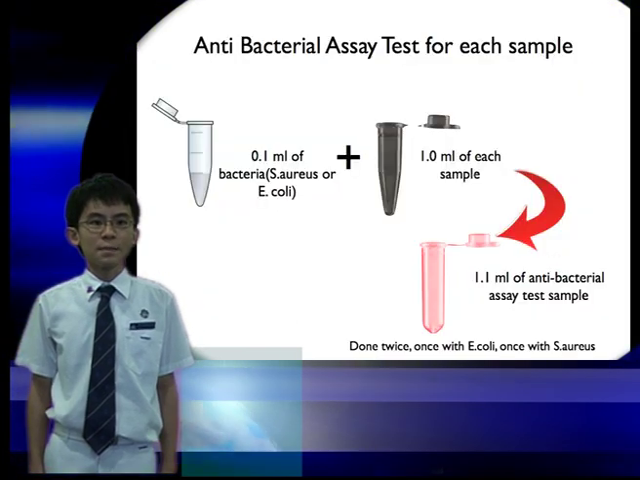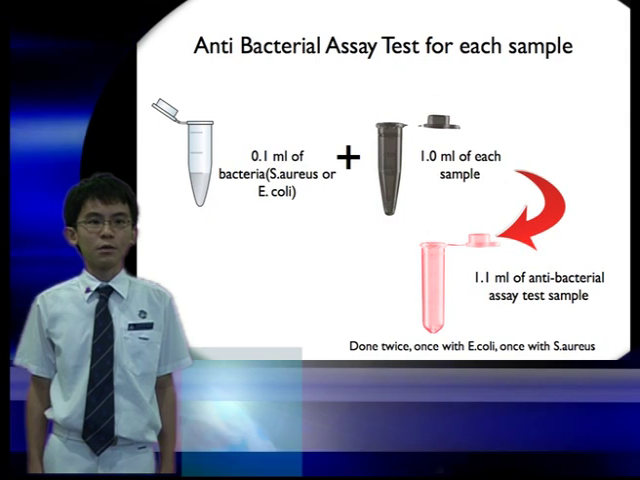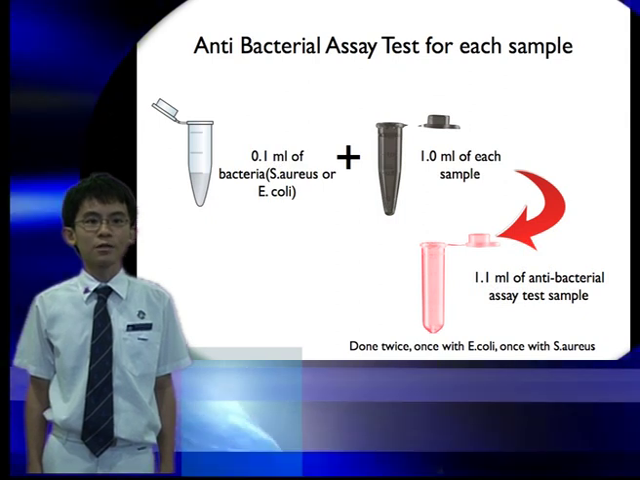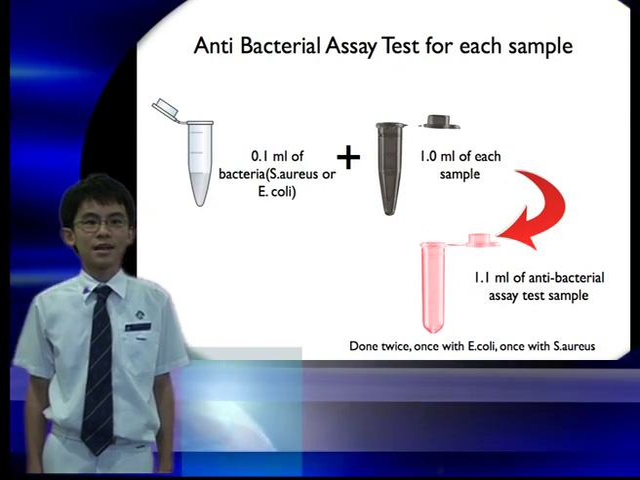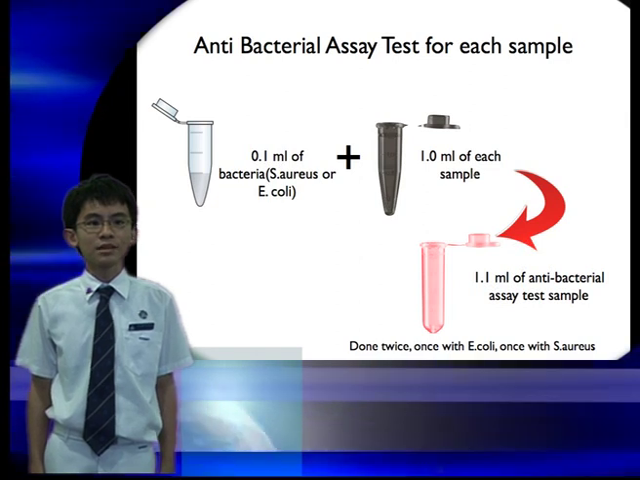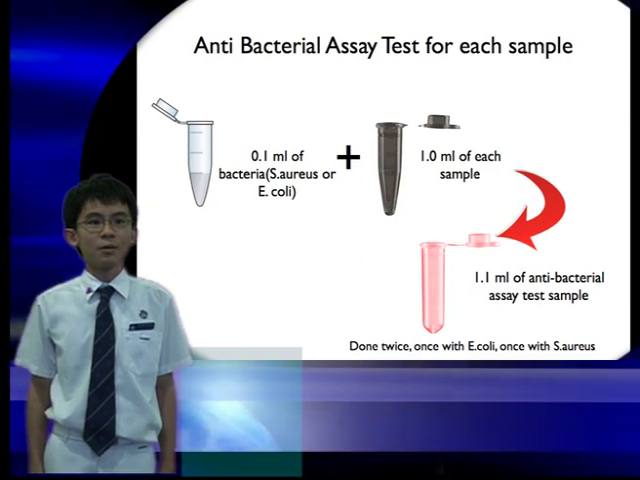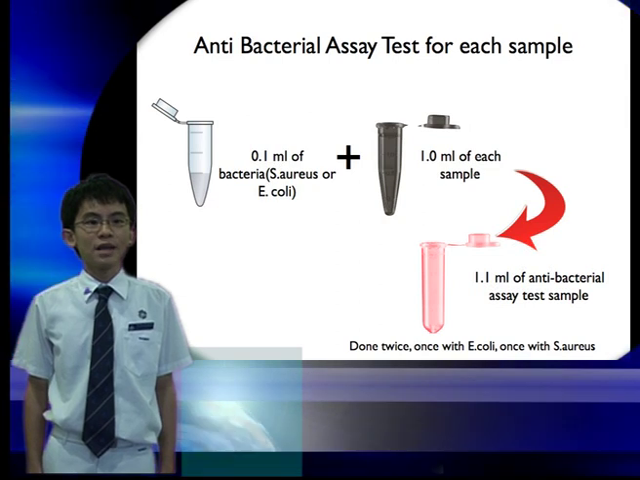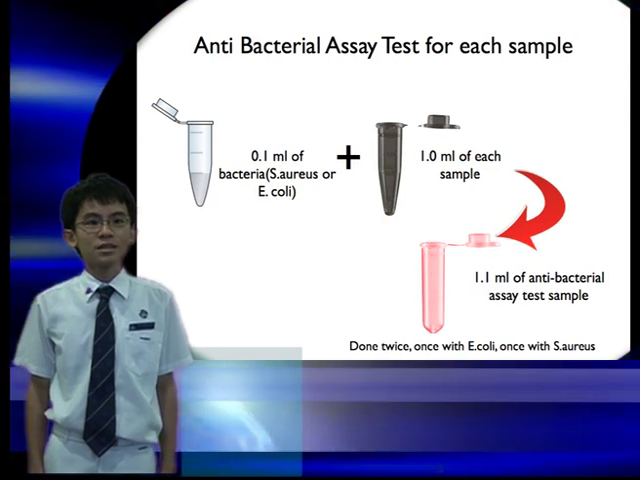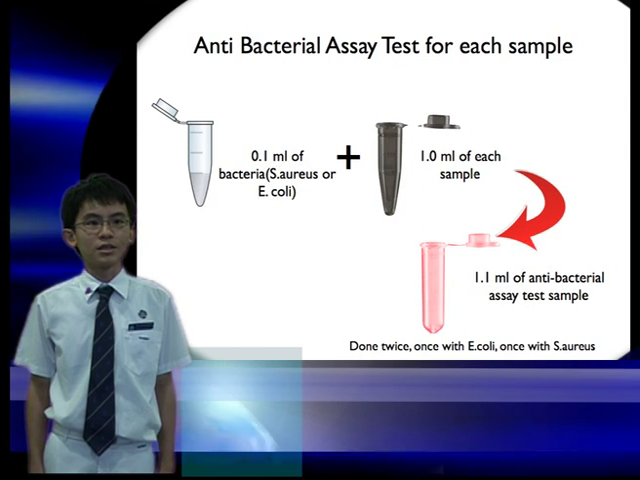1 ml of each sample is then mixed with 0.1 ml of each bacteria, once with S. aureus and once with E. coli, to obtain 1.1 ml of antibacterial assay test sample. The solution is then incubated in a water bath for 24 hours and then plated onto a LB agar plate. Colony forming units were determined after 4 and 24 hours of incubation.